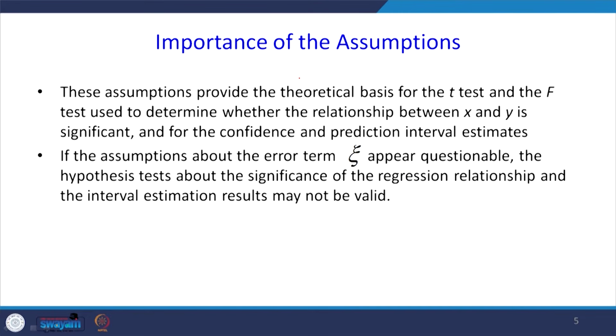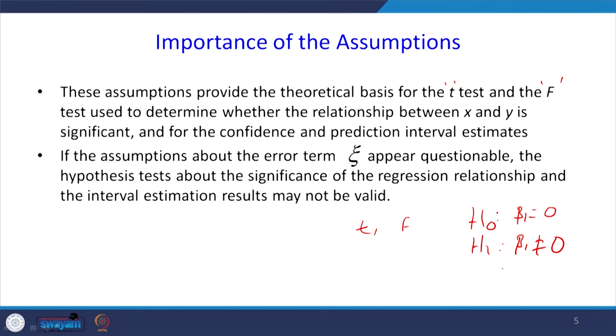Why is this assumption important? These assumptions provide the theoretical basis for the t-test and f-test used to determine whether the relationship between x and y is significant, and for the confidence interval and prediction interval estimates. In the previous class, we did the t-test and f-test to test these hypotheses. What was our hypothesis? Beta 1 equal to 0, beta 1 is not equal to 0. So, this can be tested by two methods, the t-test and the f-test.